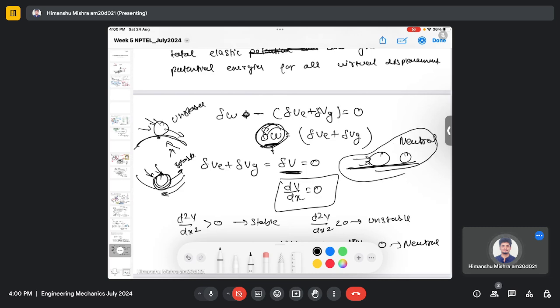So this is a very nice way to explain stability and instability in the problem. Now we will use this principle, where the change in potential energy is zero when the body is in equilibrium, to calculate the unknown forces and movements.